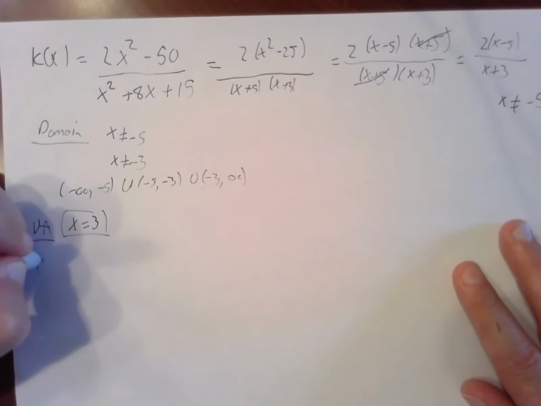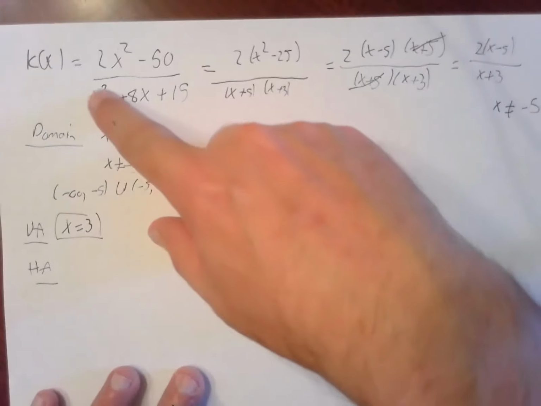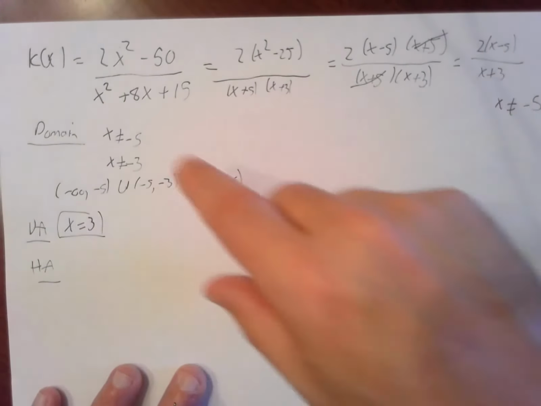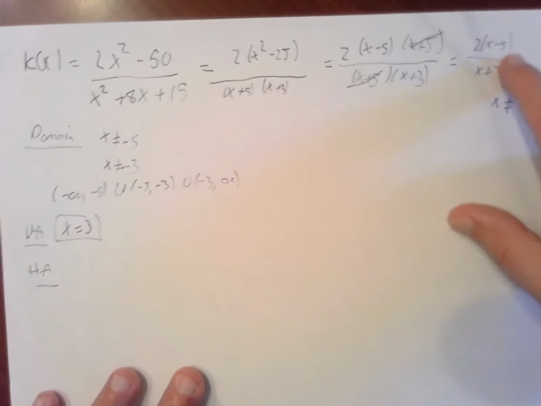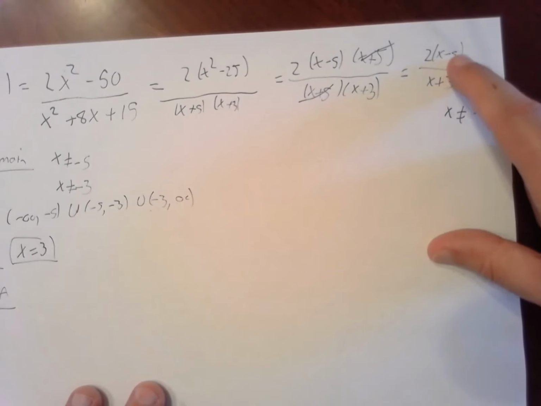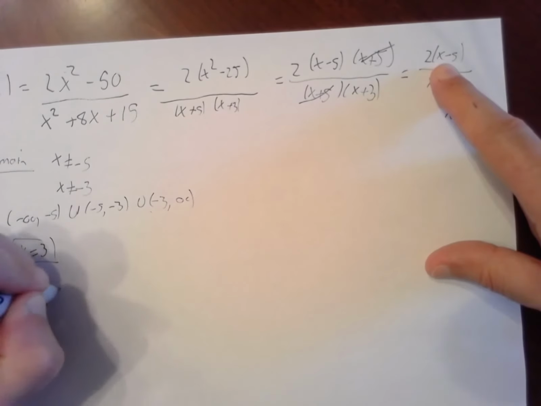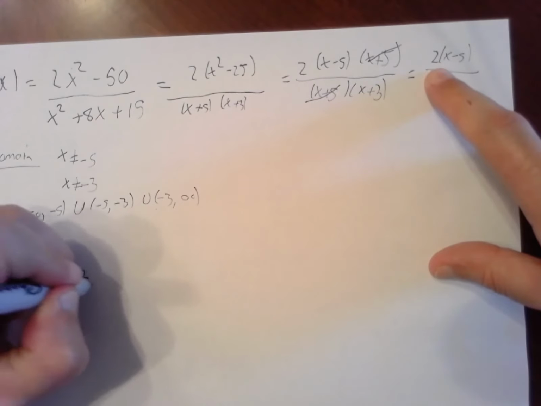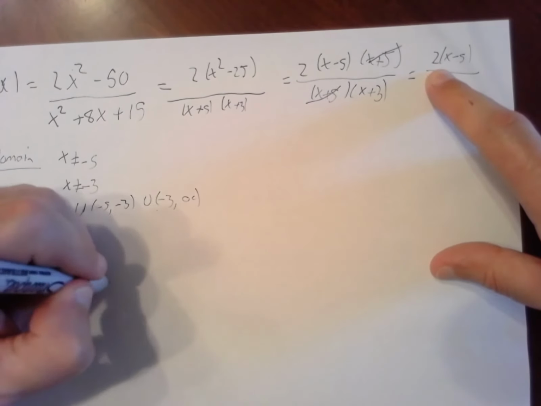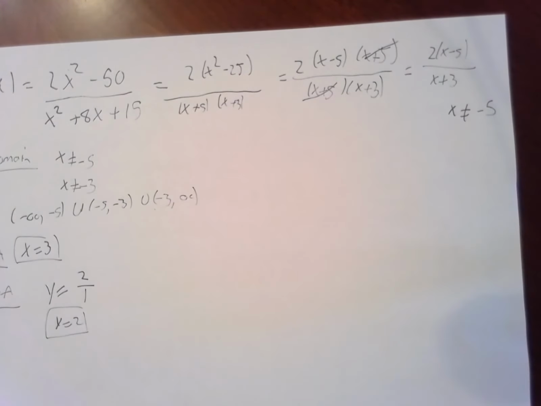Horizontal asymptote. Look at the degrees, top and bottom. I can go here to the original or to this reduced version. Doesn't matter. They have the same degree. They're both x squared. Or here, they have the same degree. They're both a power of 1. So I take y equals the ratio of leading coefficients, 2 over 1, which is just y equals 2. Here's my horizontal asymptote. Let's put that stuff on the graph.